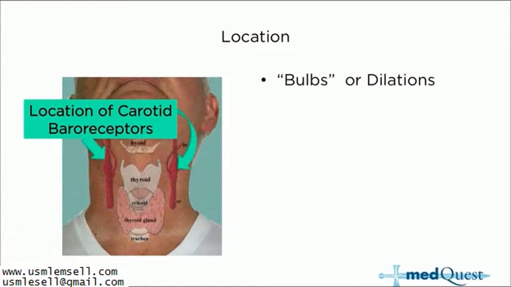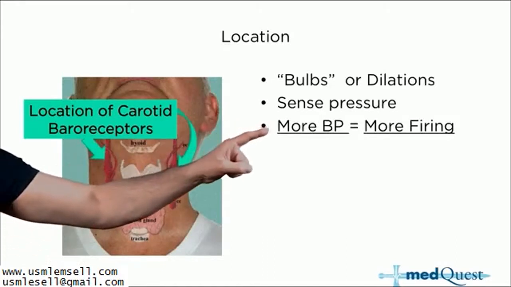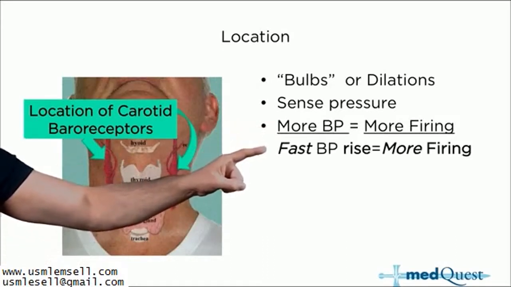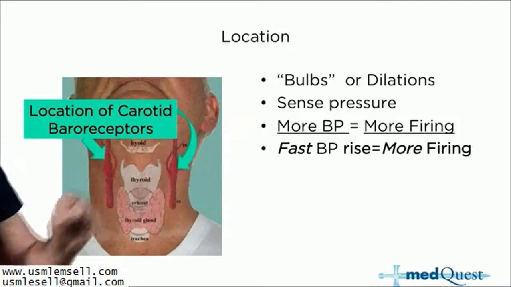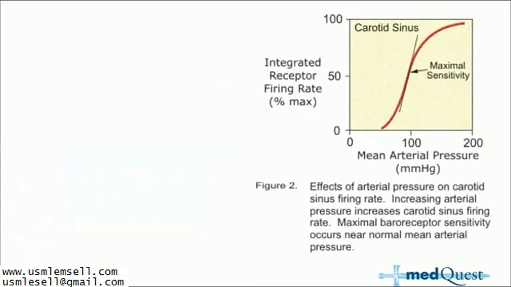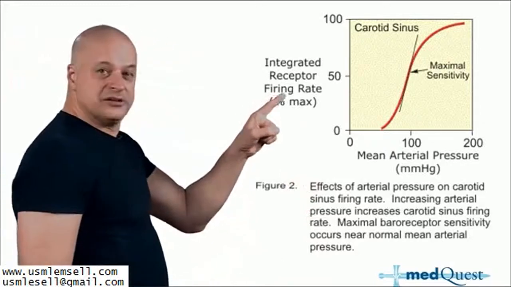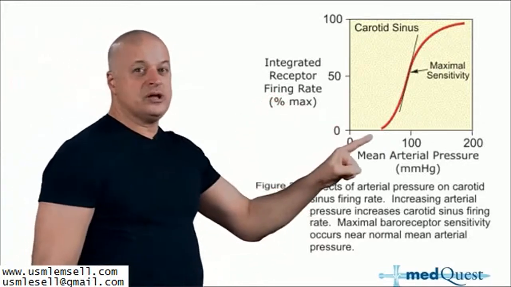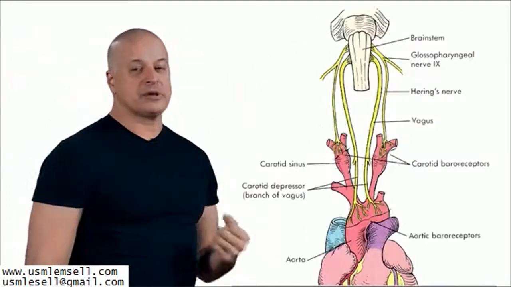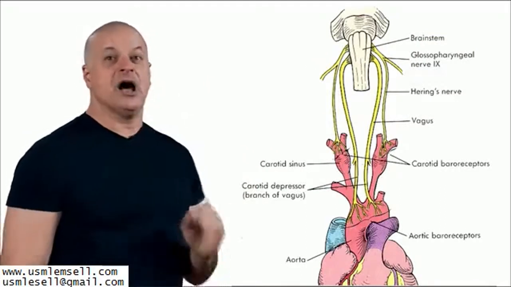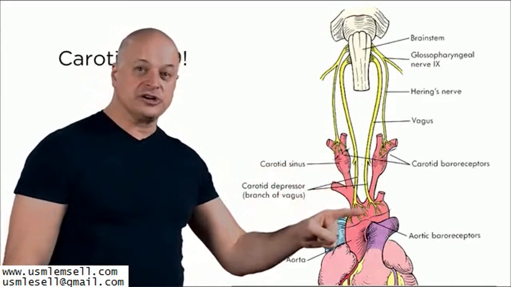They basically are little bulbs or dilations that will sense the pressure. More blood pressure means more firing because they are mechanoreceptors, and a faster increase in blood pressure means more firing because it checks the rate too. So you see here, the amount of stimulation: no stimulation with low pressure, blood pressure high, big stimulation. More blood pressure, more reception of stretch by mechanoreceptors. Cranial nerve 9, cranial nerve 10.